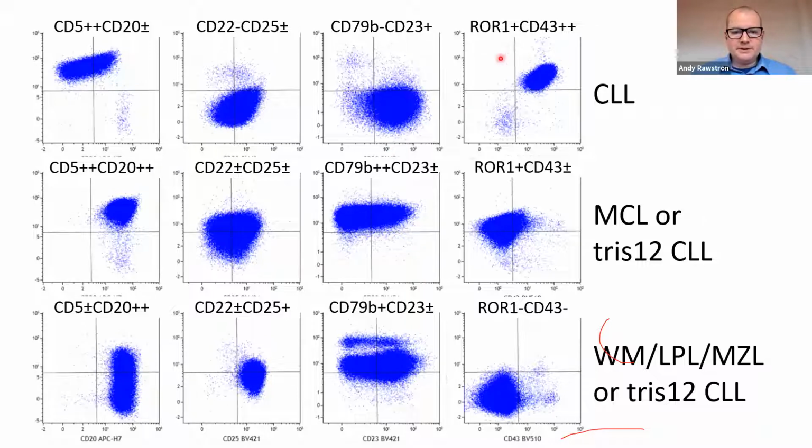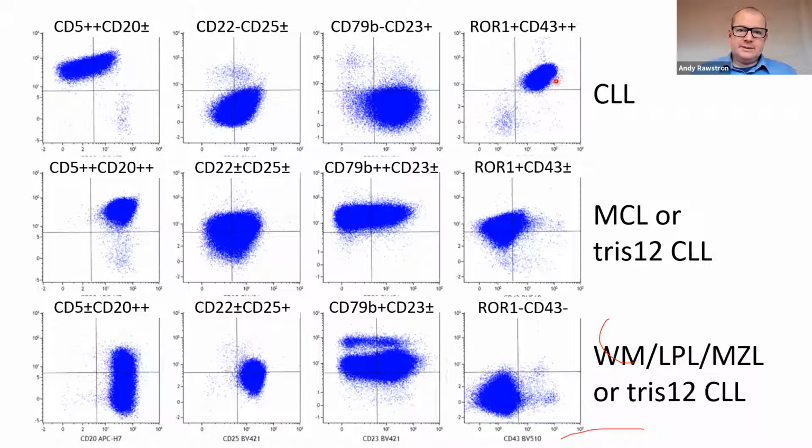And then probably the most useful markers for diagnosis are ROR1 and CD43. So ROR1 is expressed only on CLL, some mantle cell lymphomas, and some proportion of B progenitors in ALL. It's not expressed on any other normal mature leukocytes or cells in the peripheral blood. So if you see ROR1 positive cells in the peripheral blood, you know that you've got a neoplastic population.